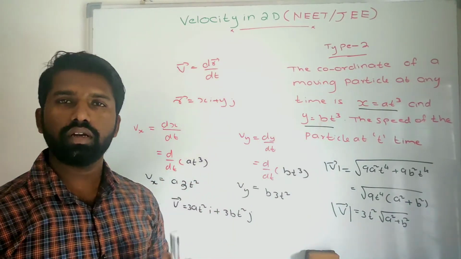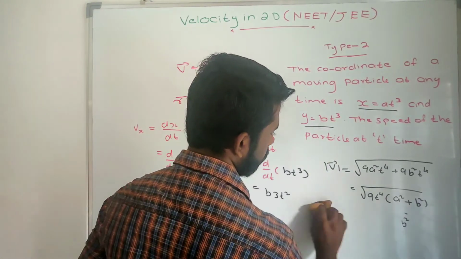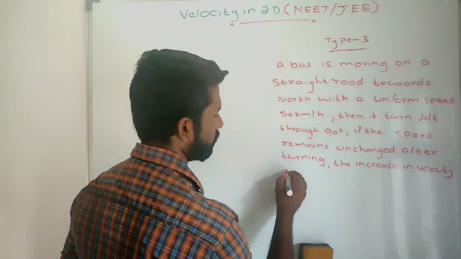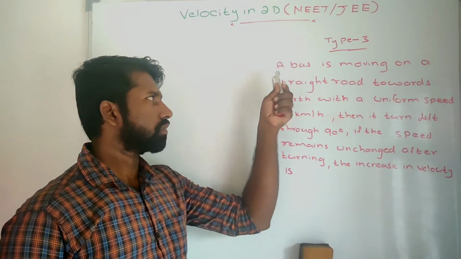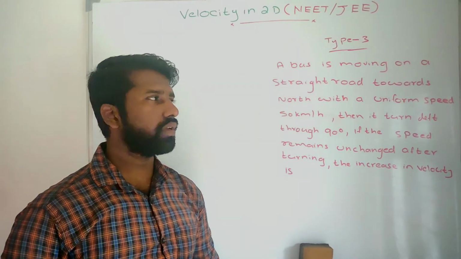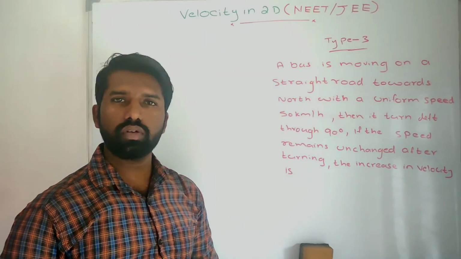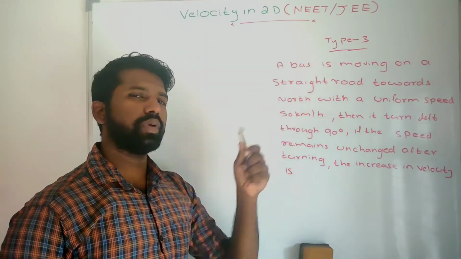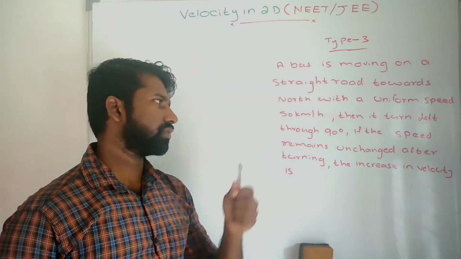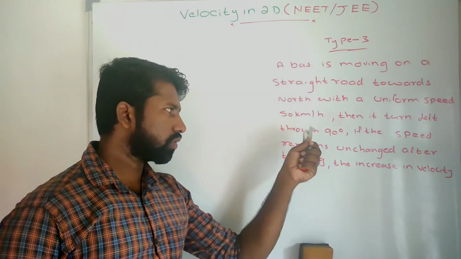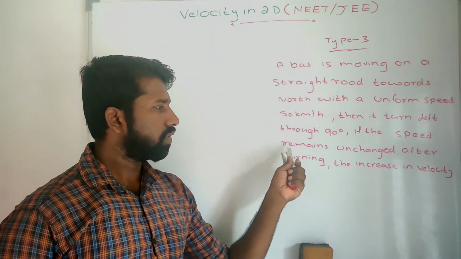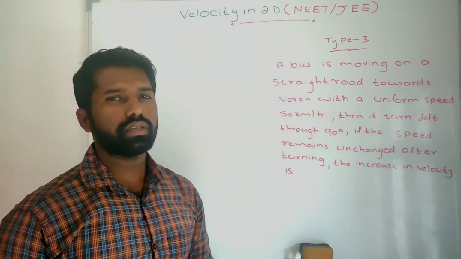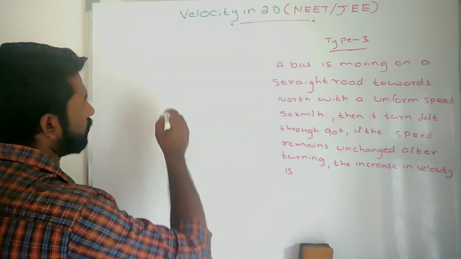Then next we will see the type 3. This is the type 3 problem. A bus moving on a straight road towards north with a uniform speed of 50 km per hour, then turns left through 90 degrees. The speed remained unchanged. What about the increase in velocity?